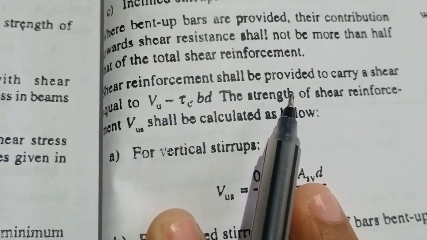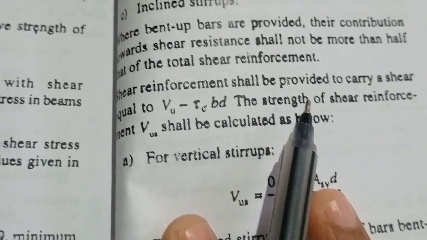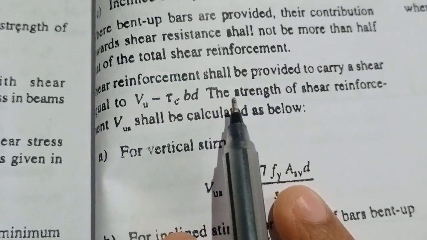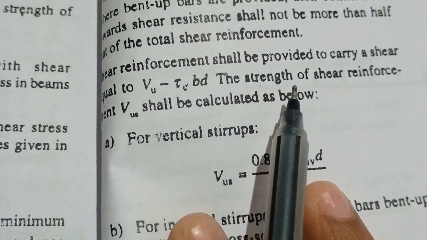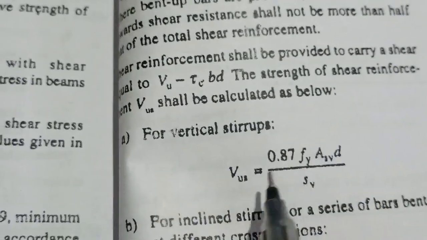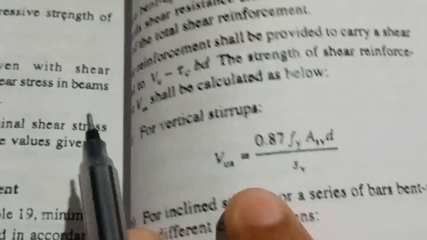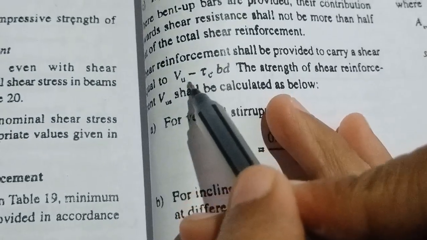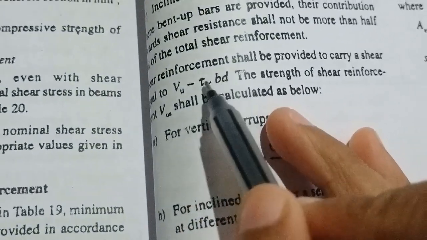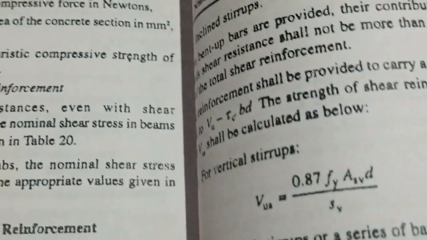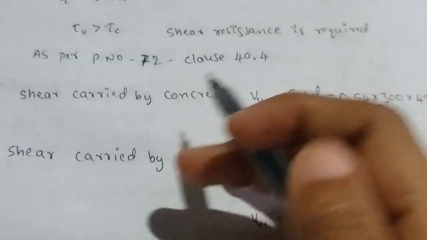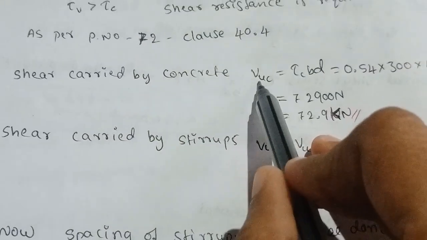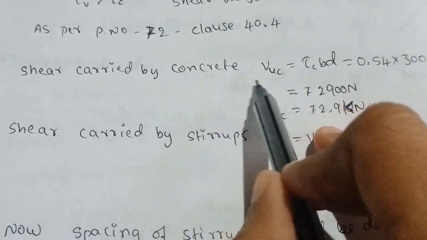Shear reinforcement shall be provided to carry a shear equal to Vu minus tau c Bd. The strength of shear reinforcement shall be calculated by using the formula. So by using this, we'll calculate the shear carried by concrete, denoted as VUC.